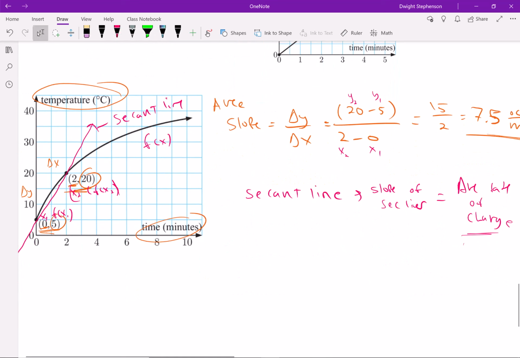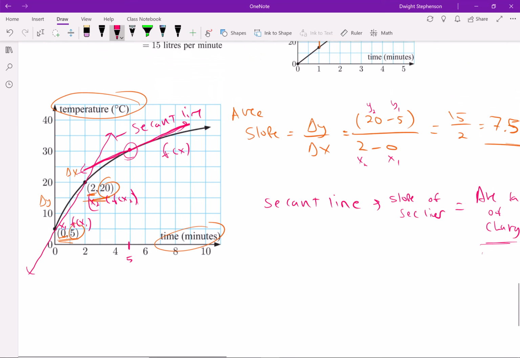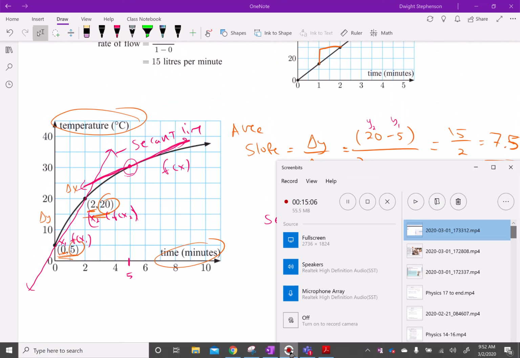There's also something called a tangent line. A tangent line would be the line that passes through exactly 1 point. And that's our eventual goal, figuring out how I could find the slope of this line that passes through just 1 point. Because the slope of that would tell me how fast I was going at exactly 5 minutes. So our eventual goal is to figure out the slope of a tangent line, which passes through 1 point. All right, so let's try some practice problems.